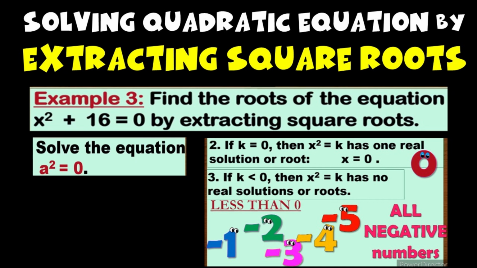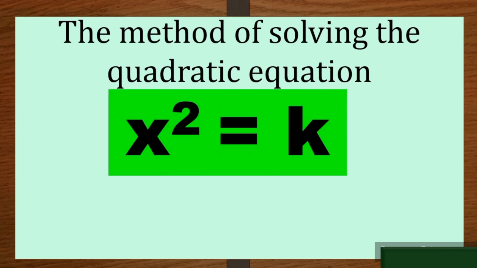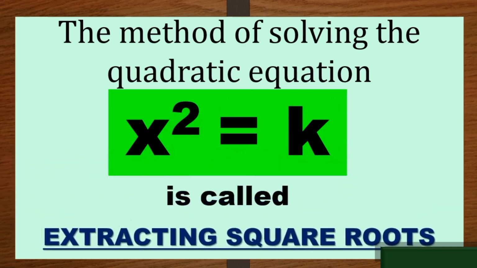Solving quadratic equations by extracting square roots. So, the method of solving the quadratic equation x squared equals k is called extracting square roots.